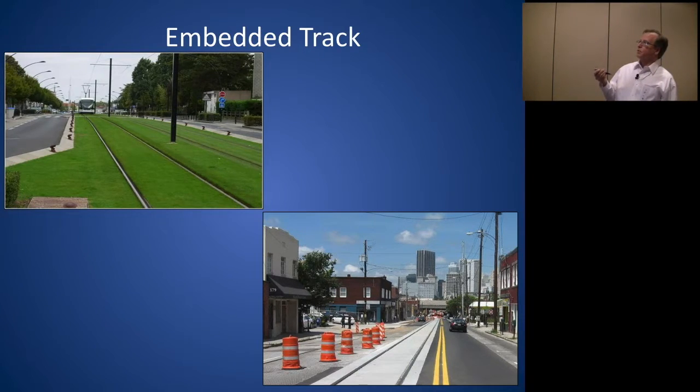Actually, in Europe, they have some fake grass that they have developed that makes it look like grass, only it's porous and drains out. This is typical embedded track. You see, this is actually part of the streetcar system in Atlanta after they constructed it. It's all concrete. You can't see too well, but there's the boot around that.